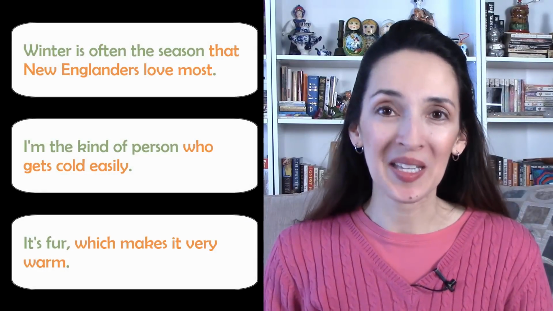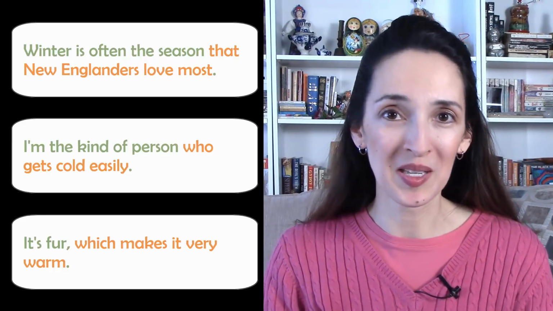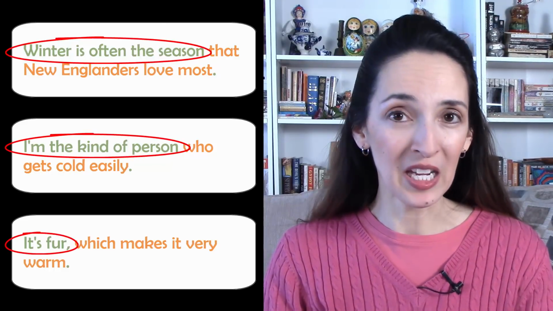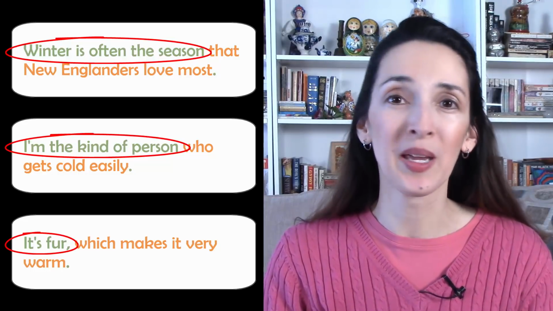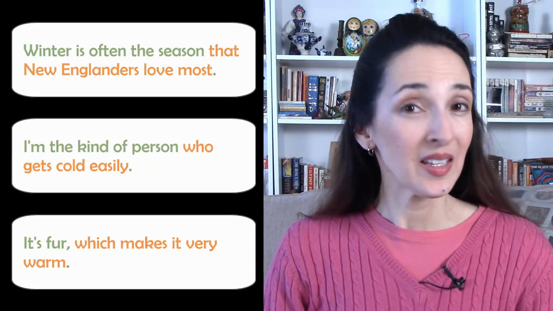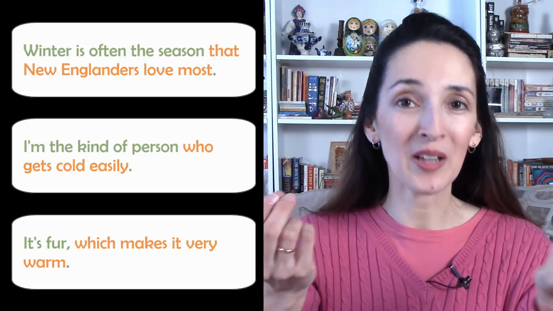Look at the examples again. The adjective clauses are dependent clauses. The main idea of each sentence is the independent clause. Together, the independent clause and the dependent clause form a complex sentence. Each clause has its own subject and verb.